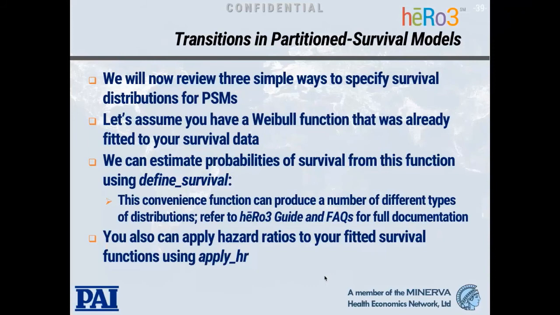Now, if you want to apply a hazard ratio to your fitted survival distribution, you can use the function apply_hr, and we already saw that in our simple partition survival model example. We passed in a Weibull model, and then we passed in the hazard ratio, and that yielded the Weibull with that hazard ratio applied.